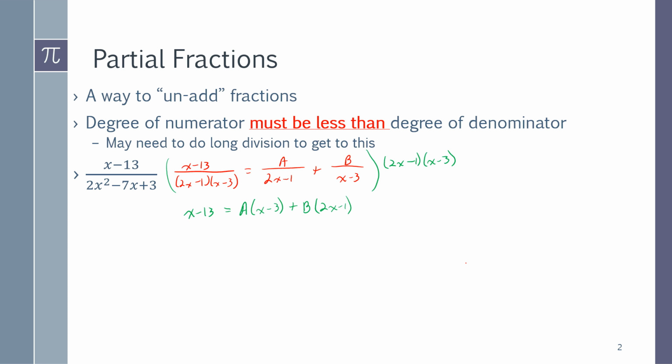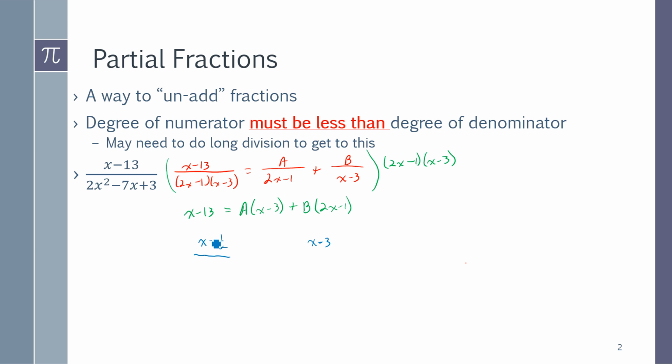I then want to know what would make my denominators 0. For the A, the thing that would make the denominator 0 would be x equals 1/2. And for the fraction with B, its denominator would be 0 when x equals 3. So I'm going to see what happens to my green equation when I plug those two x values in.